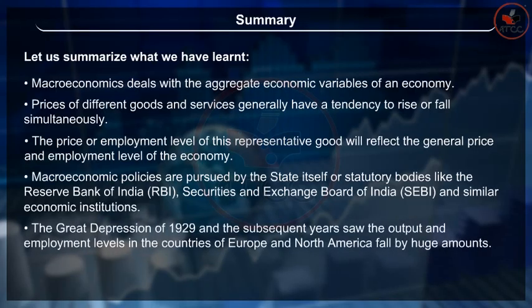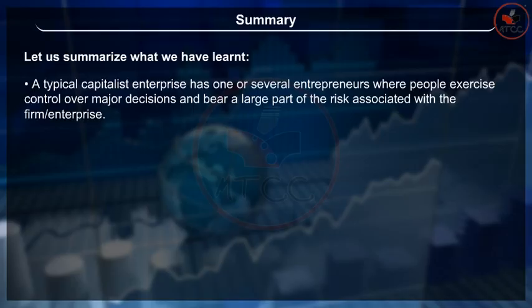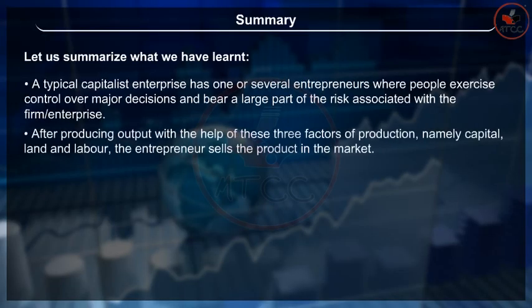The Great Depression of 1929 and the subsequent years saw the output and employment levels in the countries of Europe and North America fall by huge amounts. A typical capitalist enterprise has one or several entrepreneurs where people exercise control over major decisions and bear a large part of the risk associated with the firm enterprise. After producing output with the help of these 3 factors of production, namely capital, land, and labor, the entrepreneur sells the product in the market.